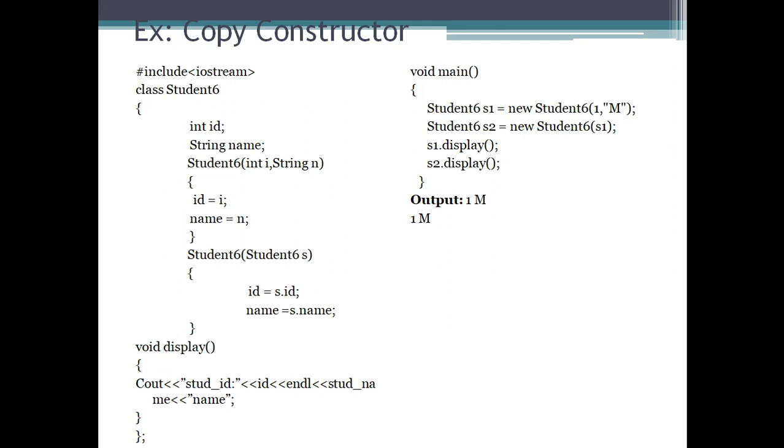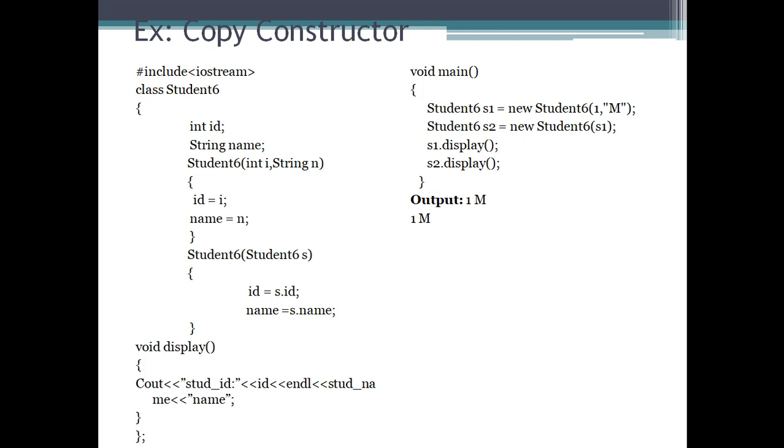Very importantly, in the second syntax, we are creating another constructor. For a particular constructor, we are creating an object called S2. So S2 is an object we are creating for the class Student6, but in S2 we are copying the value of the S1 object and directly copying it into S2.